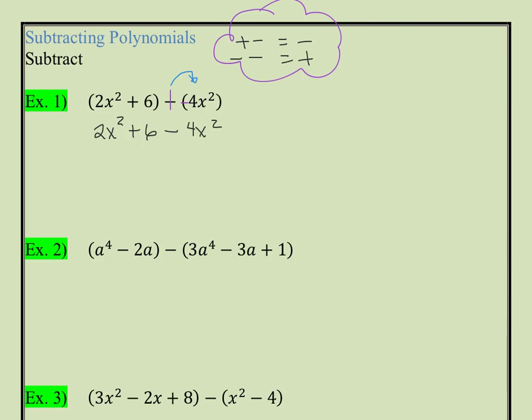And now we're ready to look at like terms. So I'm going to start off with the 2x squared. This term also has an x squared, so they're like terms. And then the constant 6 is its own like term. So now you can add the coefficients. We're doing just what we did with the last 6 problems. 2 minus 4 is a negative 2. The x squared does not change. And then tack on that variable plus 6, and there's your final answer.